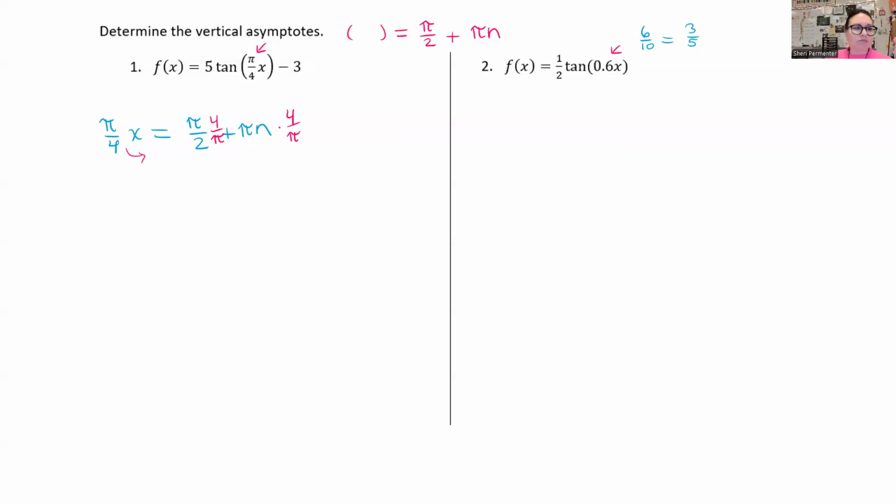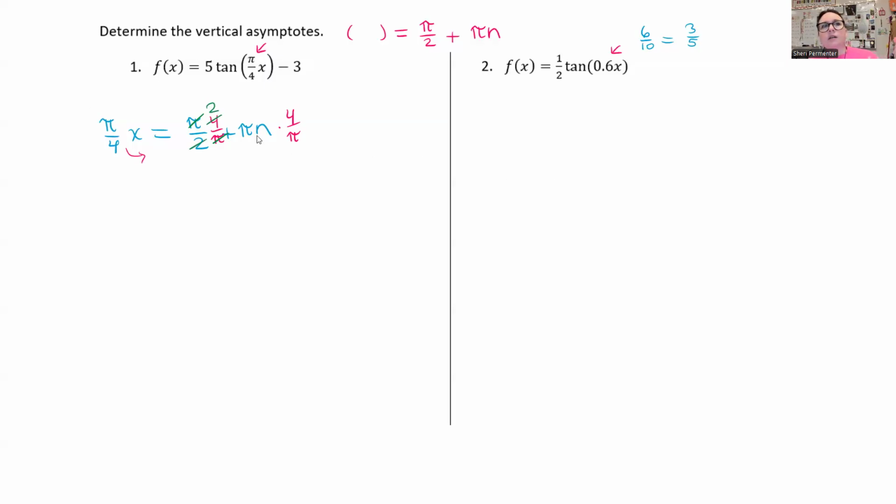From here, when I take a look at my fractions, it looks like some stuff will reduce. So over here, it looks like my pi's are going to reduce or cancel. What about 4/2? Yes, 4 divided by 2 will just become 2.